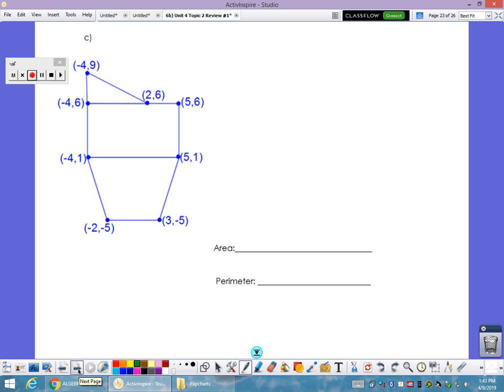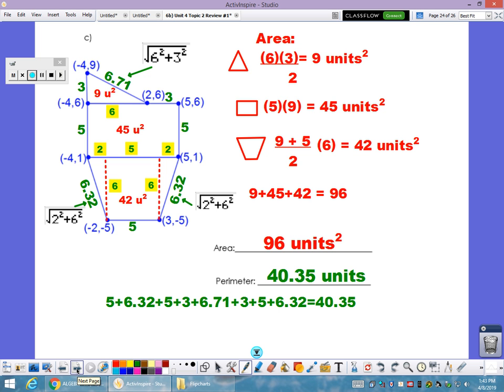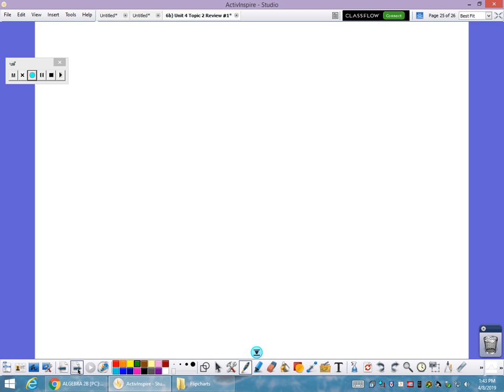All right, another one. Okay, so we're given coordinates. We've got to think, how much did I move to get from here to here, or use the distance formula? This might take a minute to see all the different pieces. So we're doing 3 different areas and then adding the 3 areas together. Here, for perimeter, we're adding all the little pieces on the outside.